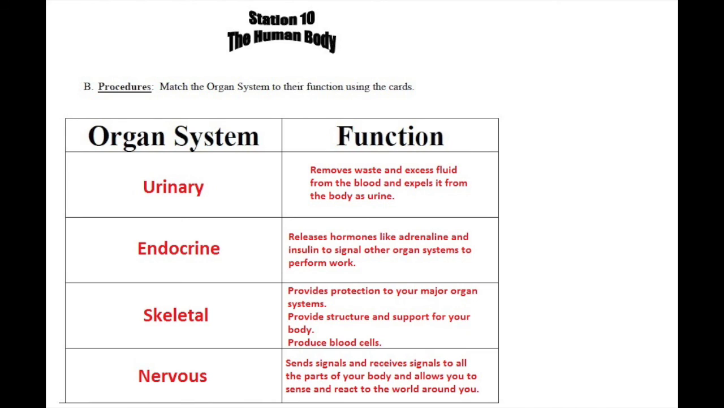The urinary system removes waste and excess fluid from the blood and expels it as urine. The endocrine system releases hormones. That's what controls growth and development. The skeletal system provides protection for your organs and gives you structure, allows you to stand up. And the nervous system is how your brain and your spinal cord communicate with the rest of your body and also bring in sensory data so that you can see and experience the world around you.